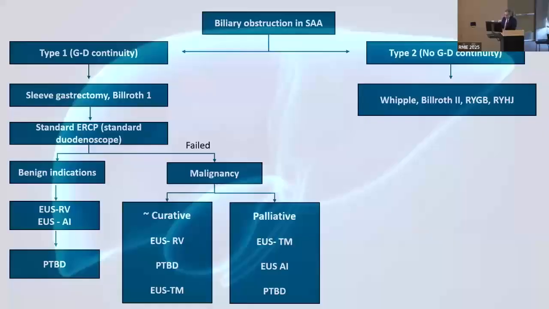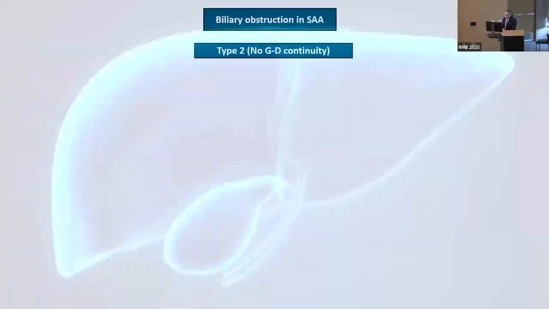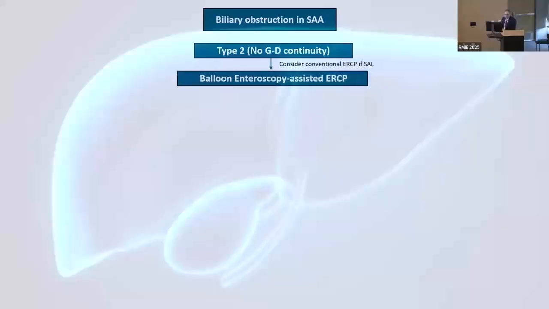On the palliative side, really EUS, regardless of the type of approach, is going to be favorable over the PTBD route. So coming to the more heterogeneous groups, now type 2, no gastroduodenal continuity. I think you can still consider conventional ERCP if you've got a short afferent limb. And my issue with that is more often than not, you'll speak to your surgeon and they'll say the limb is short, it's 80, 100 centimeters. And you go in and it's a lot more than that. And it is difficult to accurately assess that intraoperatively. But you can consider conventional ERCP if you think that the afferent limb is short.